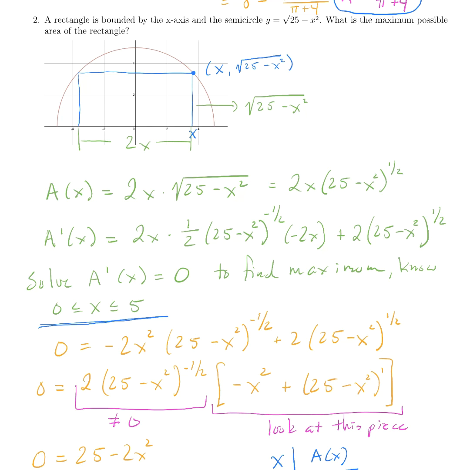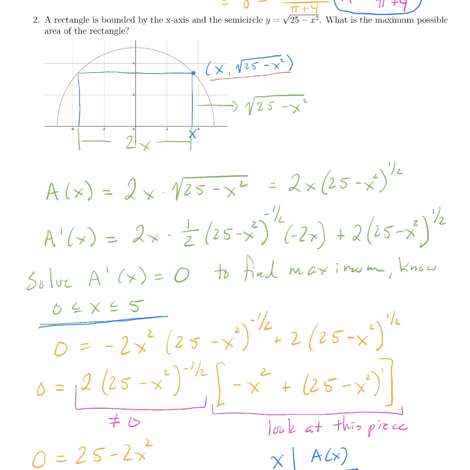Okay, so I've drawn the rectangle in blue. I've labeled a random point on the x-axis. So that point would be the point x comma whatever the output of the function is, which gives the height of our rectangle as the square root of 25 minus x squared. And it gives the width of our rectangle as 2 copies of x. Okay, so the area then is that height times width, so it's 2x times the square root of 25 minus x squared.